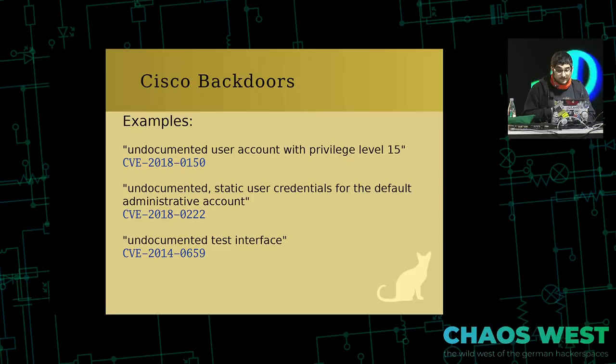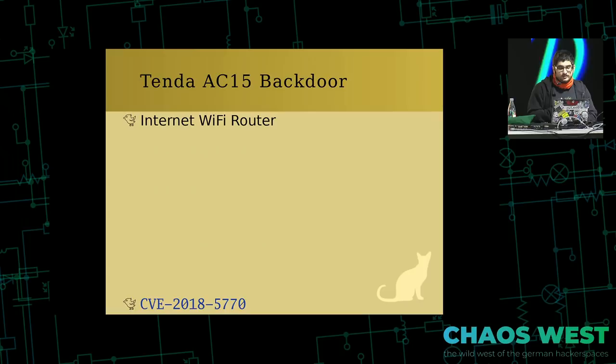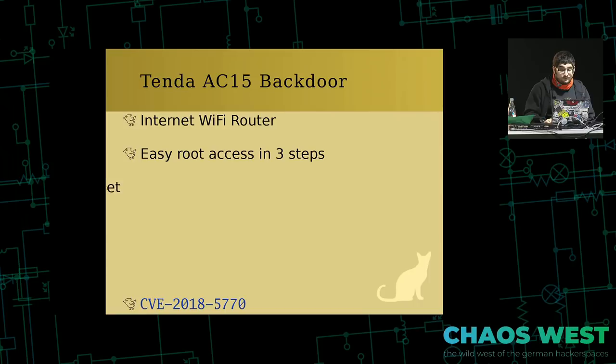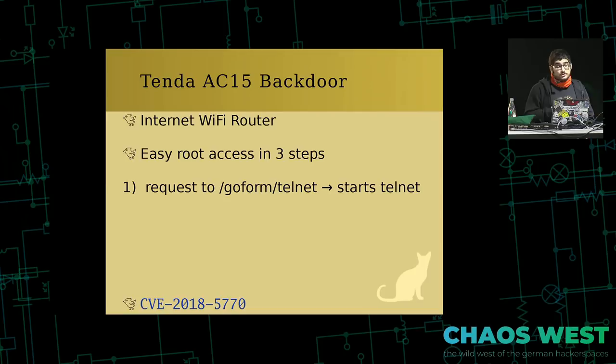So the next backdoor is really cool. The Tenda AC15 backdoor. It's a Chinese Wi-Fi router, and there's easy root access in three steps on this device. The first one is you make a request to /go/telnet on the router. And it starts the telnet on the router.